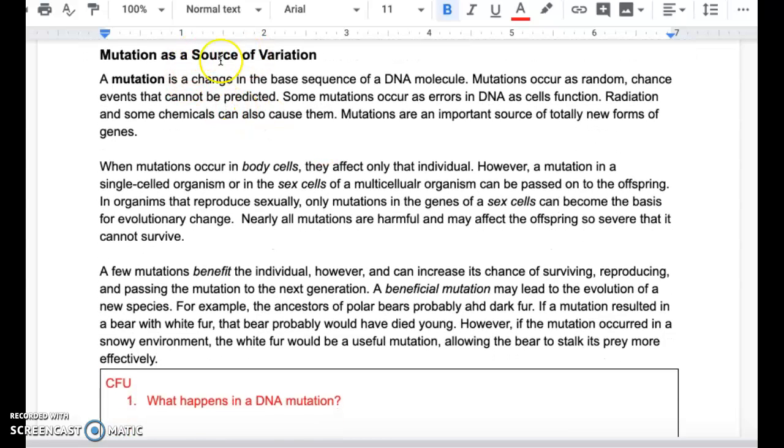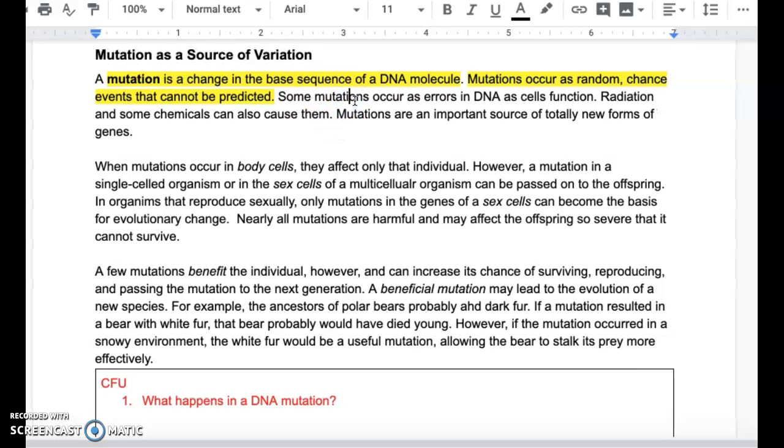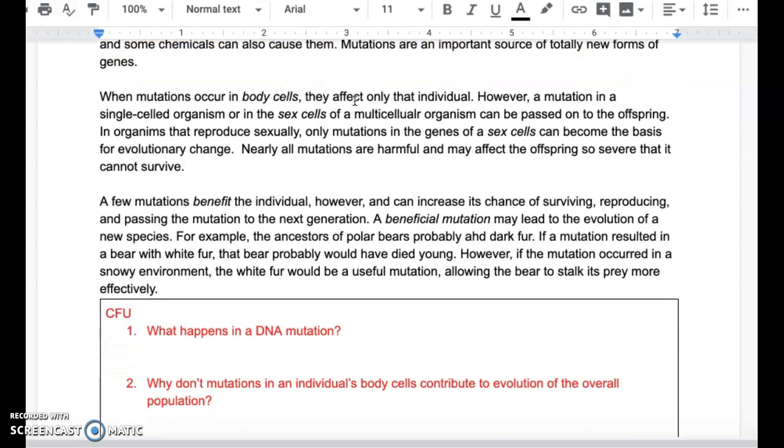Mutation as a source of variation. A mutation is a change of a DNA base sequence in a DNA molecule. Highlight that. Mutations occur as random chance events that cannot be predicted. That's important. Highlight that. Some mutations occur as errors in DNA as cells function. Radiation and some chemicals can also cause harm. Mutations are an important source of totally new forms of genes.